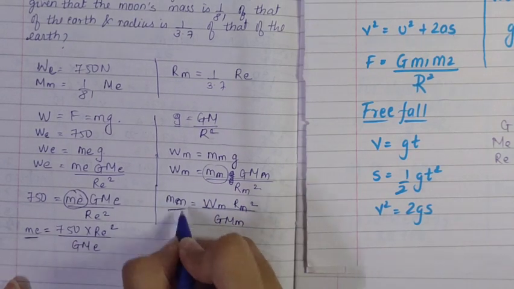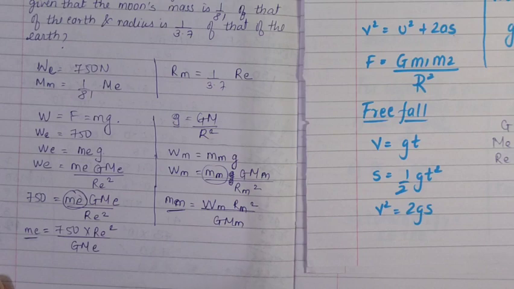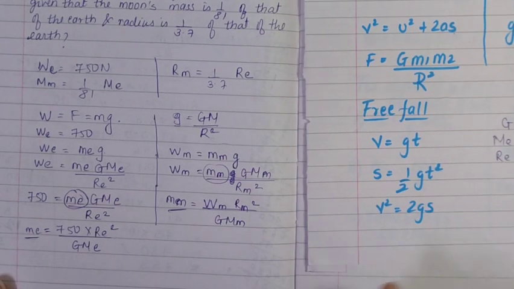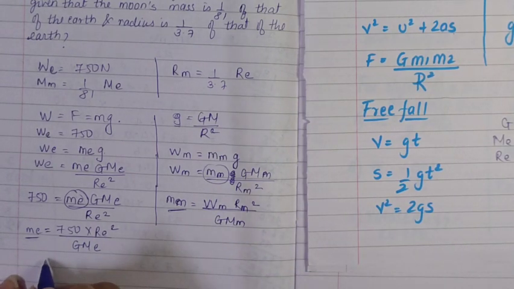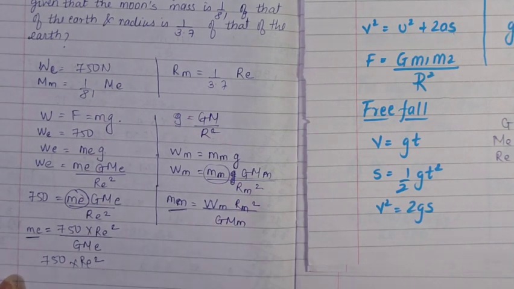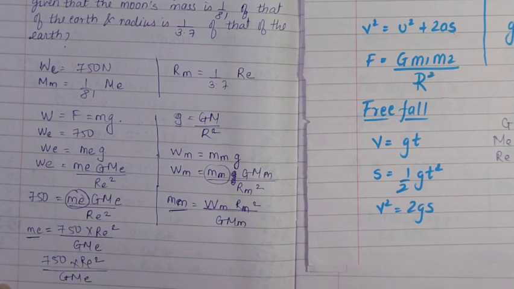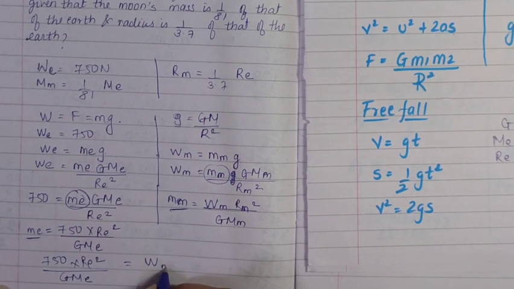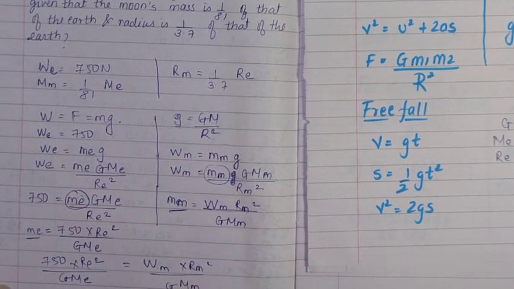Now you know that both of them are the same, so you will write a statement down. Because mass remains the same anywhere, be it moon or the Earth, we'll equate M E is equal to M M. So what will happen? 750 into R E square upon G M E is equal to W M into R M square upon G M M.